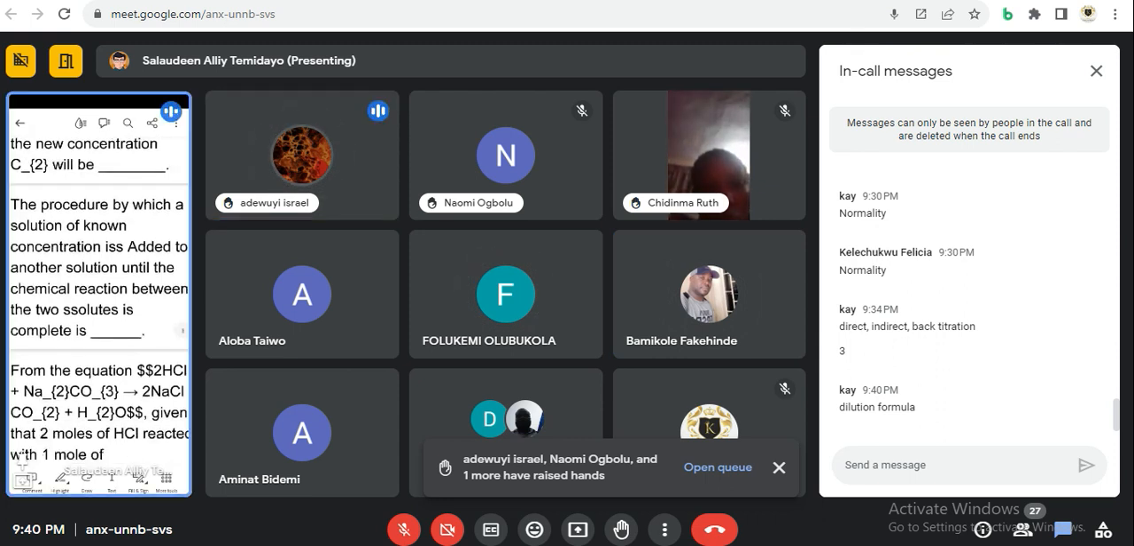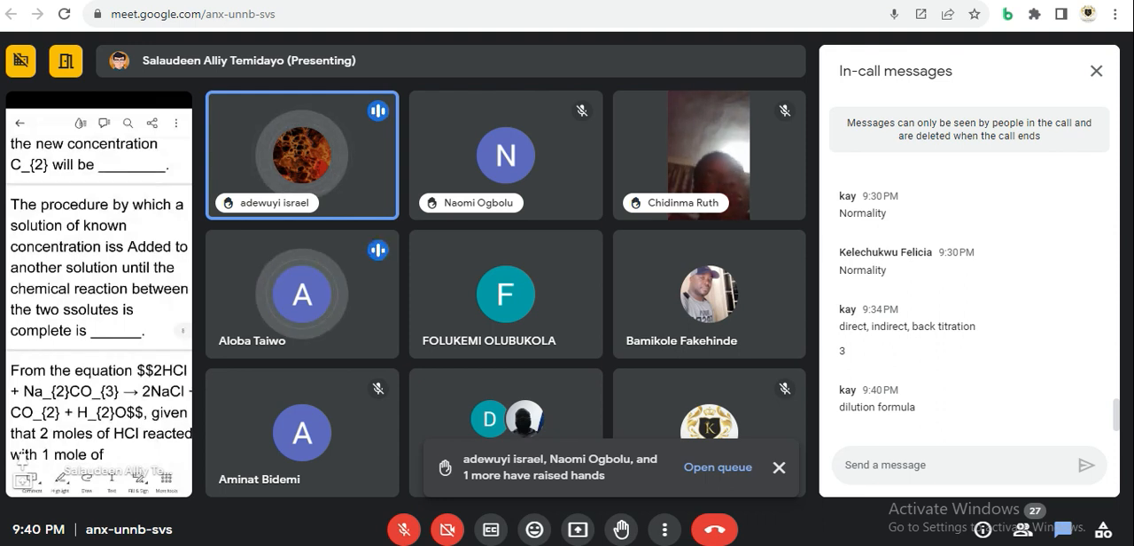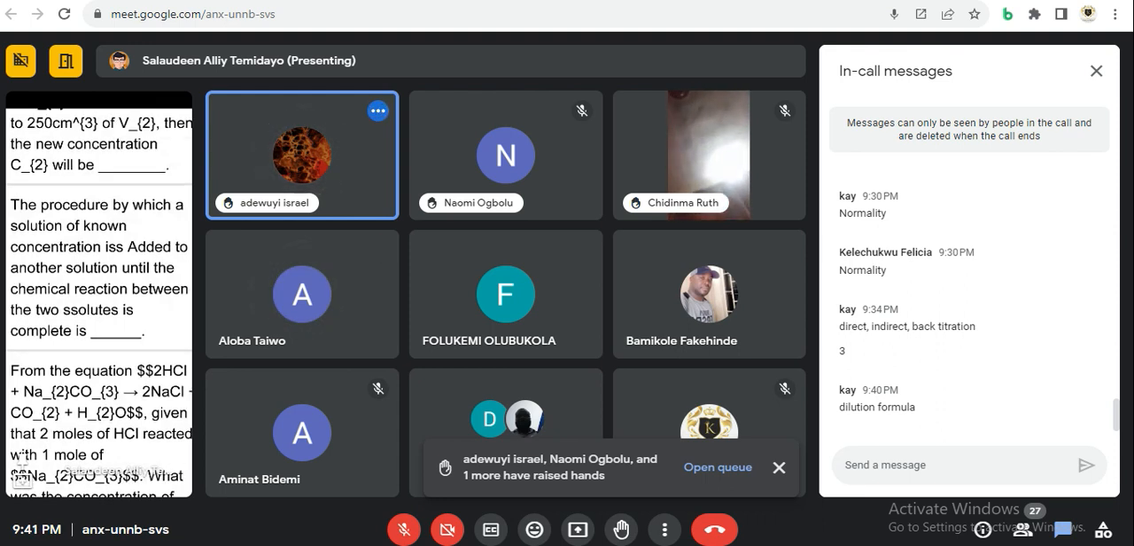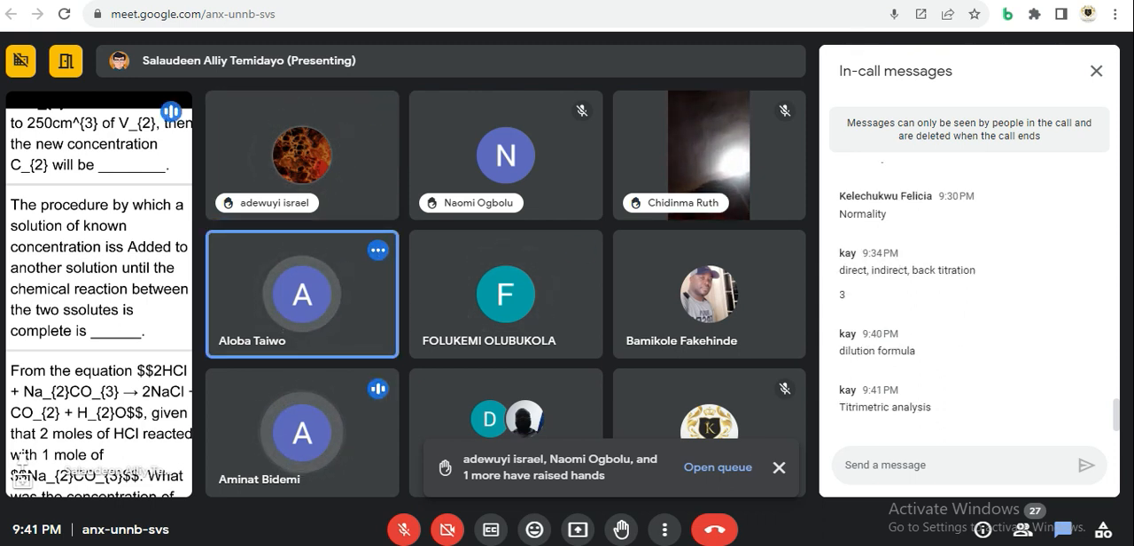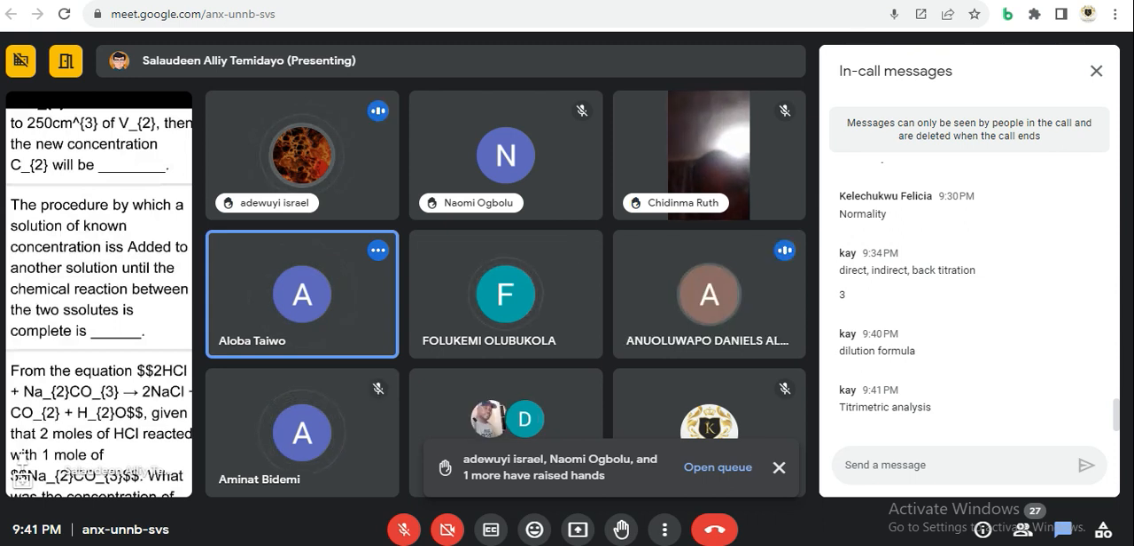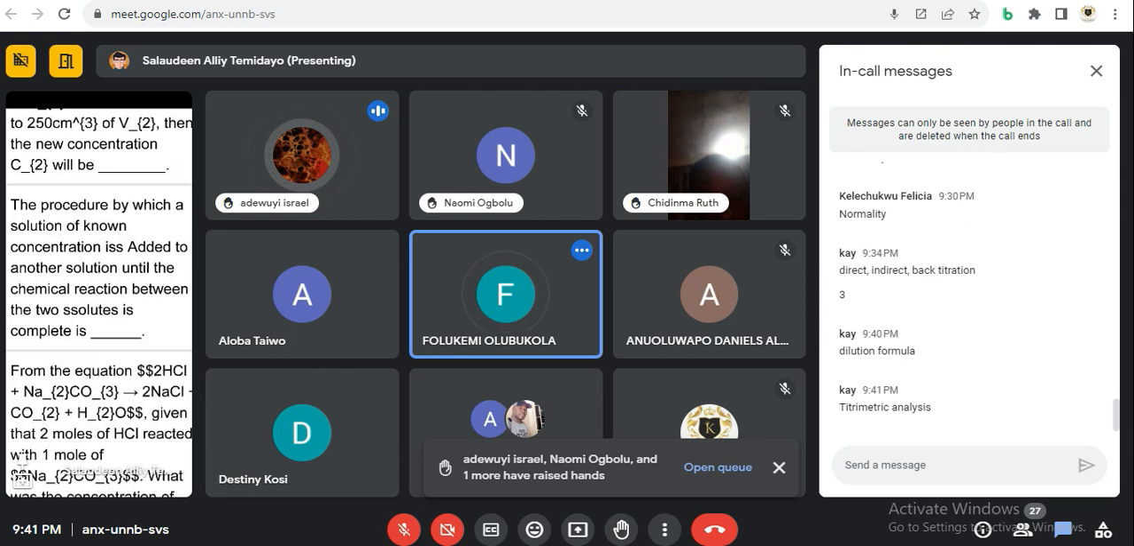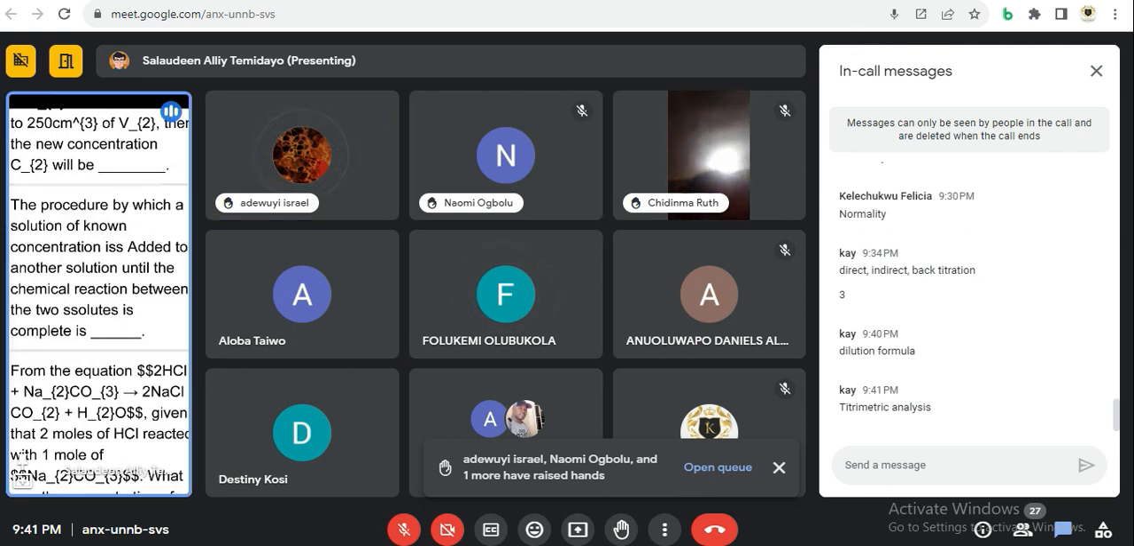It's added to another solution. Titration is under volumetric analysis. Okay, this one is titration: the procedure by which a solution of known concentration is added to another solution until the chemical reaction between the two solutes is complete. Maybe we all know titration.